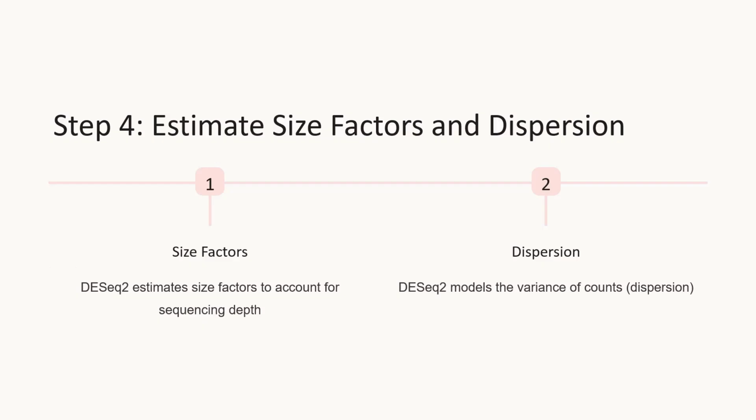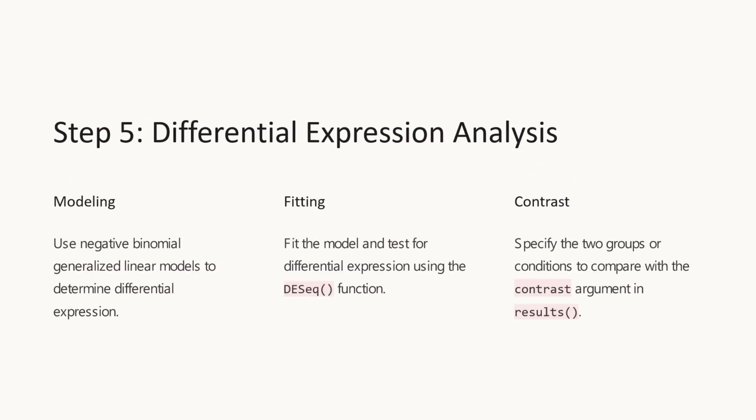Moving on to step number 4, we estimate the size factors and dispersion. DESeq2 estimates the size factors to account for the sequencing depth, and it is essential to correct for differences in sequencing depth and library size. It also models the dispersion, which represents the variance of counts. By running the commands that we're going to show you, we can also estimate the dispersion as well.